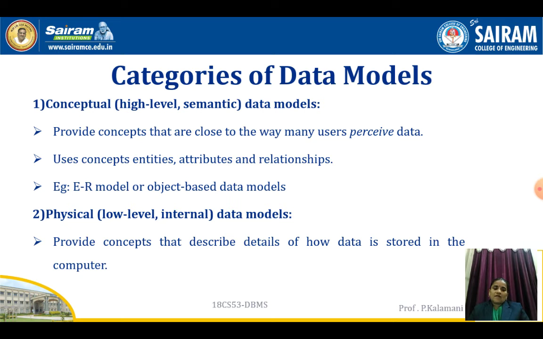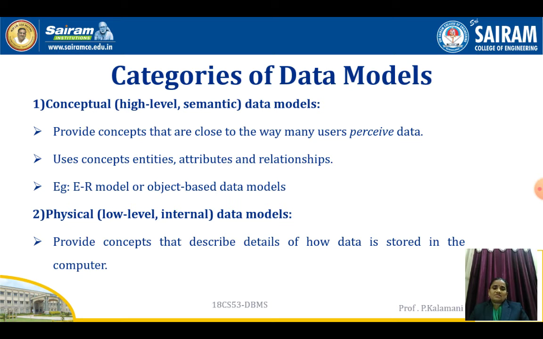High level, otherwise called a conceptual or semantic data model. From the name itself, high level, we can understand it provides a conceptual data model. It provides concepts that are close to the way many users perceive data. That means entities, attributes and relationships. This representation of entities, attributes and relationships is called the entity relationship model.